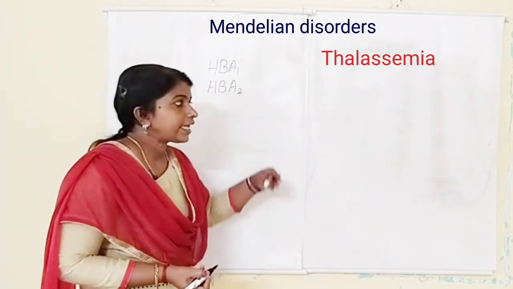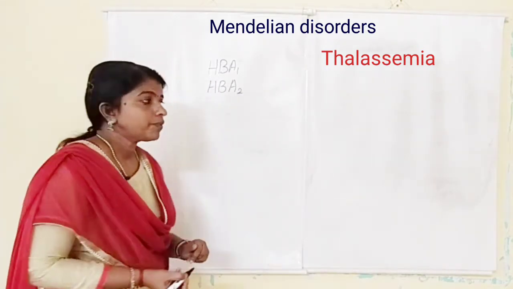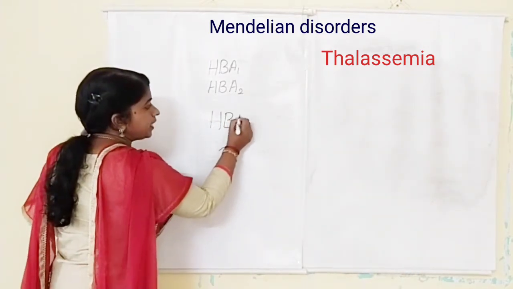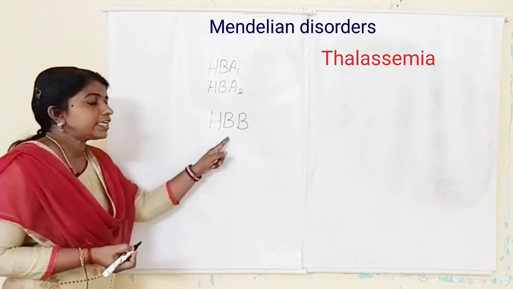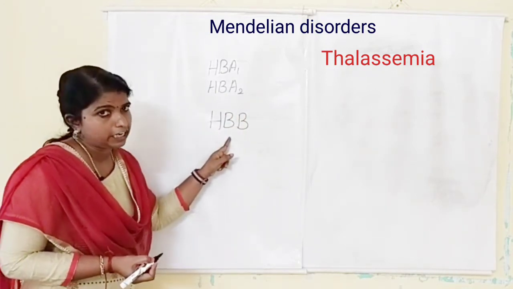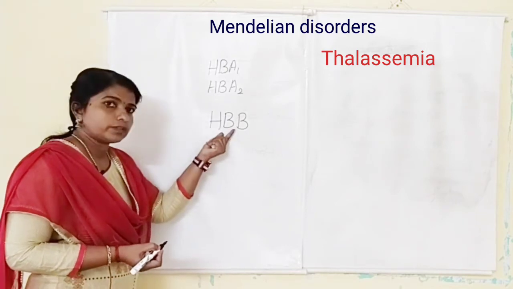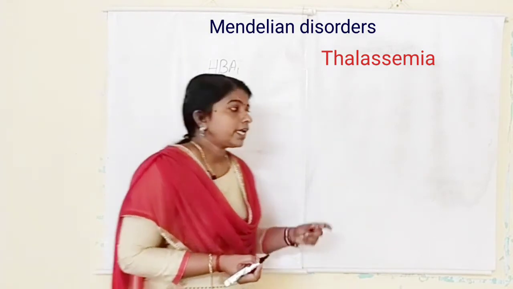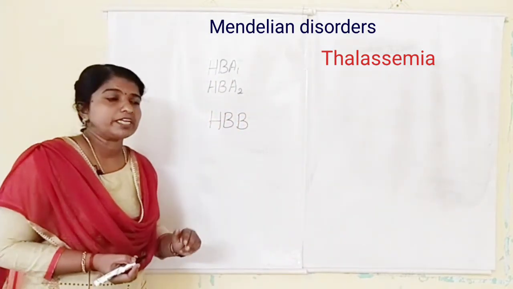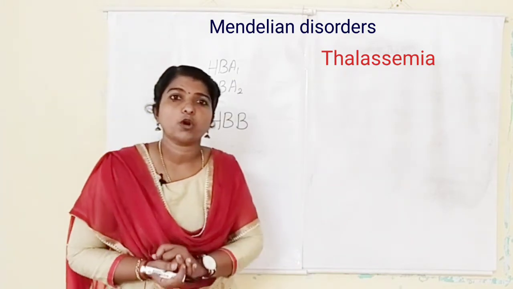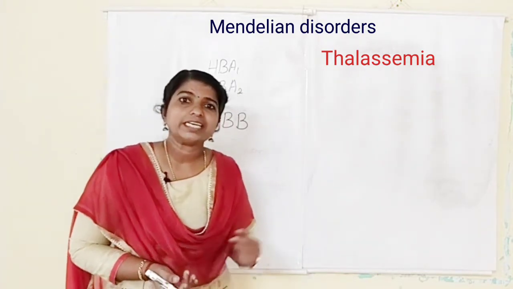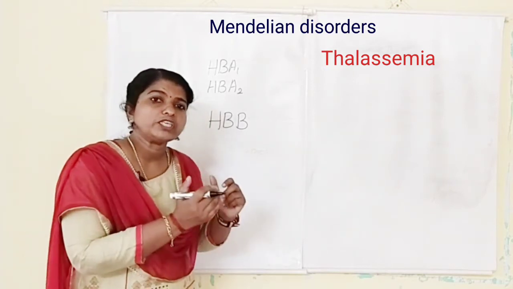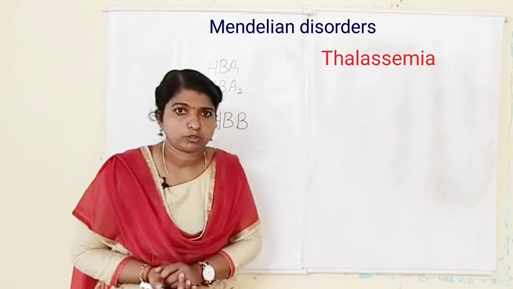And in the case of beta thalassemia, it is because of a single gene, that is HBB. And this gene is present on chromosome number 11. Here either the single gene or both the genes are affected. And in both cases, the problem is reduced synthesis of globin chain. That means it is a quantitative problem because globin chain is synthesized in less amount.